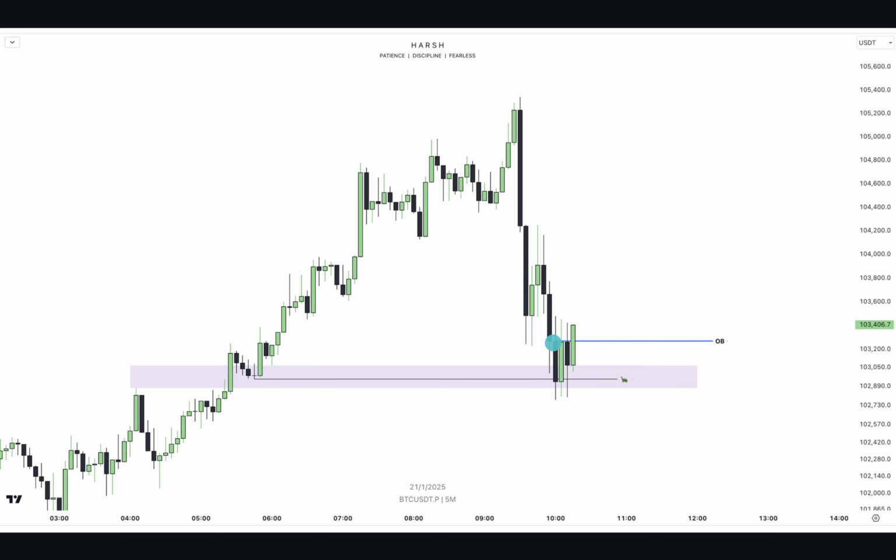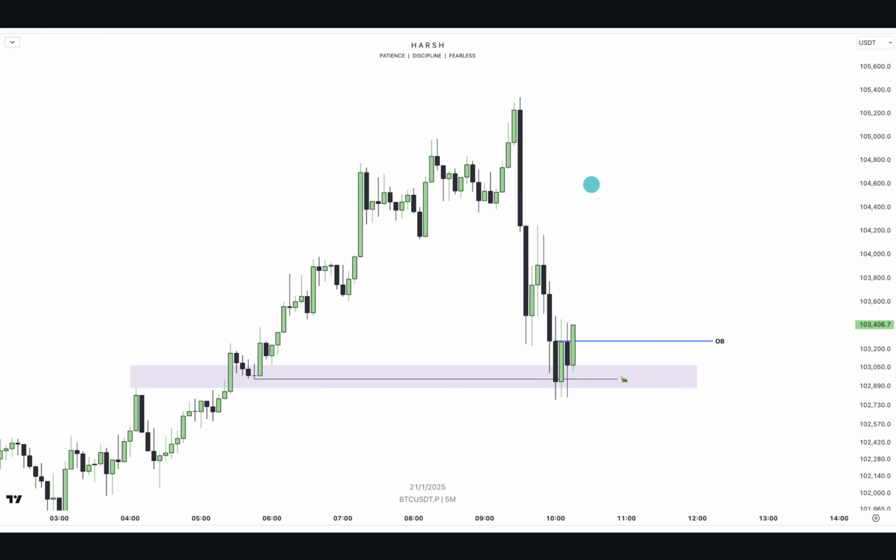Now we can see this candle has taken the liquidity and we have closed above it. All we are going to do is place an order at this order block, after the closing confirmation, and put the stop loss below that candle's low.